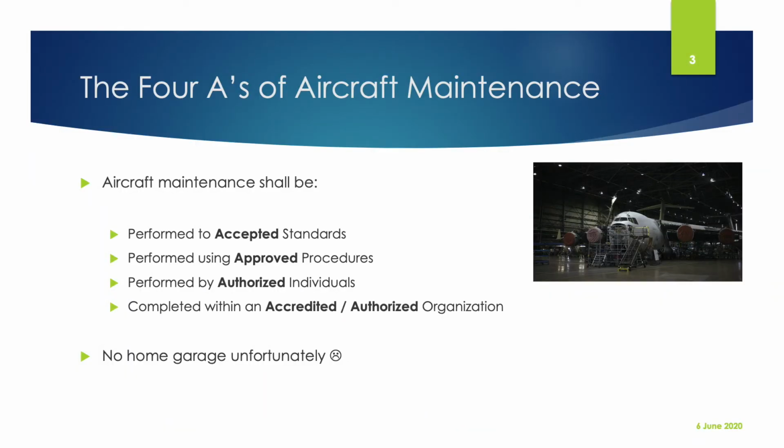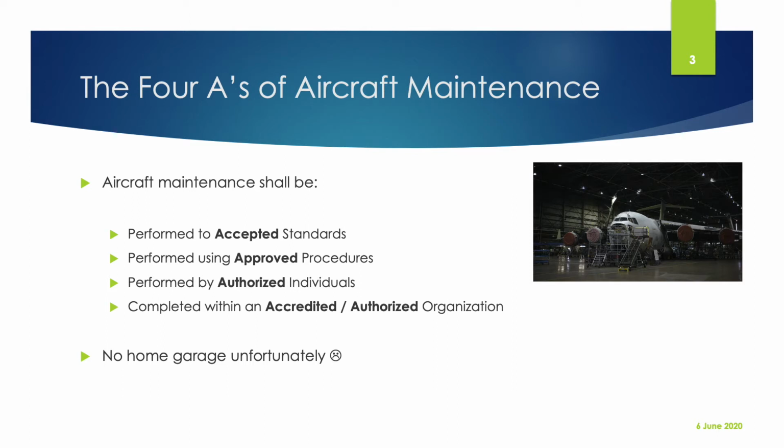Before we can start discussing the varying types, levels, and inspection programs for an aircraft, I thought it would be prudent to set the background and the fundamental principles for how maintenance is conducted on an aircraft. This is what I provided to you here as the 4 A's of aircraft maintenance. The first A comes down to performing maintenance in accordance with accepted standards. For this, what we're referring to are the varying policies and procedures that maintenance is being conducted by.